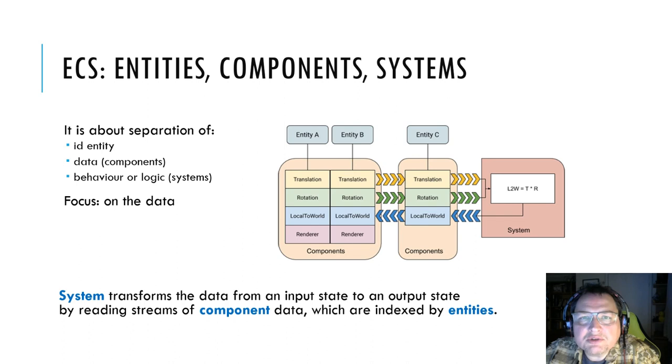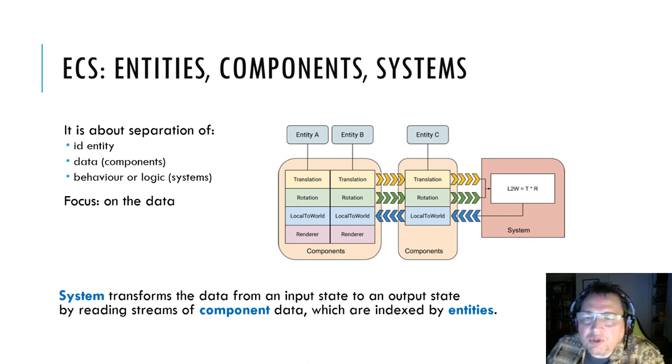ECS is about separation of entities, data components, and behavior or logic represented by systems. You might think that an entity is something a bit like old-style game objects in Unity, but nothing could be more wrong than that. The focus in the ECS architecture is entirely on the data components, and to be more precise, on the data streams composed of these data components.